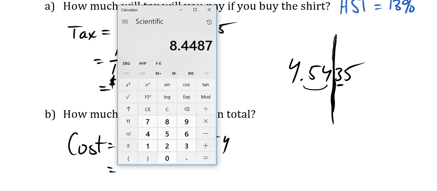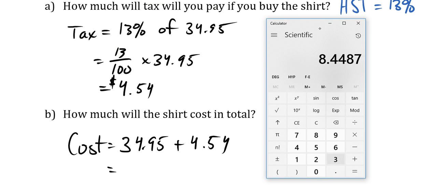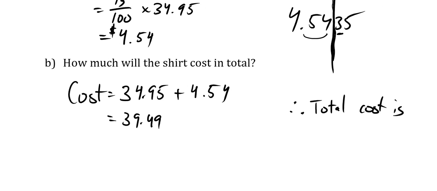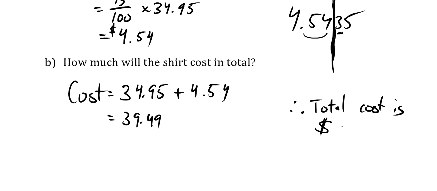And what does that work out to? $34.95 plus 4.54 is $39.49. Anybody else get that? And if this was on a test and it was asked like a word problem like this, we'd do a therefore sentence. You don't have to on your whiteboard, but therefore, the total cost of the shirt. And this is where I would include my units, right? So $39.49.